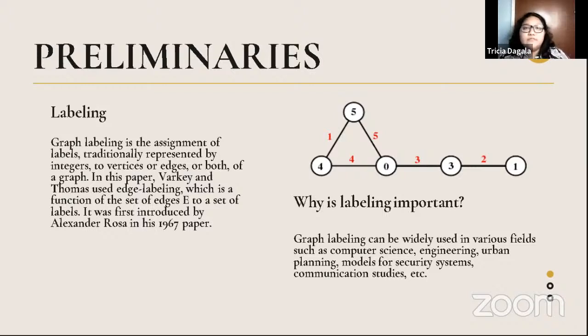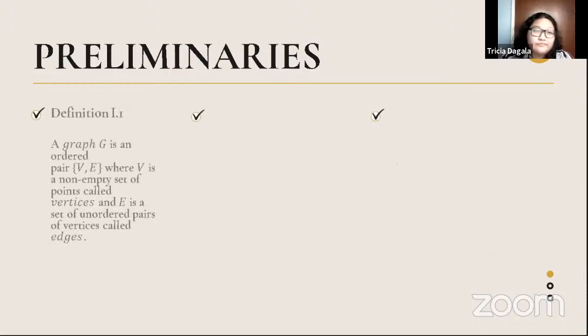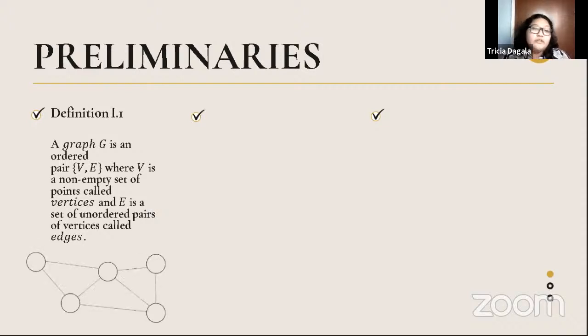Okay, so I will present some mathematical definitions. For the first one, what is a graph? A graph G is an ordered pair (V, E), where V is a non-empty set of points called vertices, and E is a set of unordered pairs of vertices called edges. In this illustration, the hollow circles are called the vertices, and the lines connecting the vertices are called the edges.